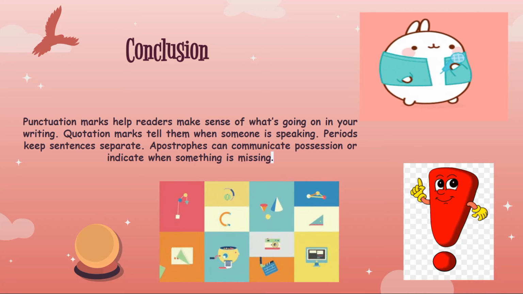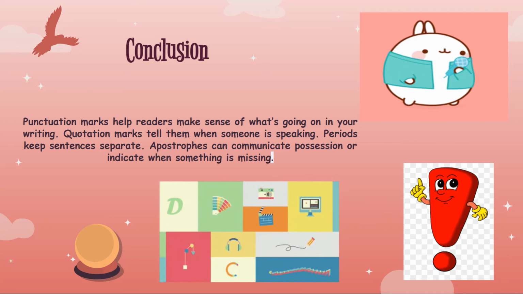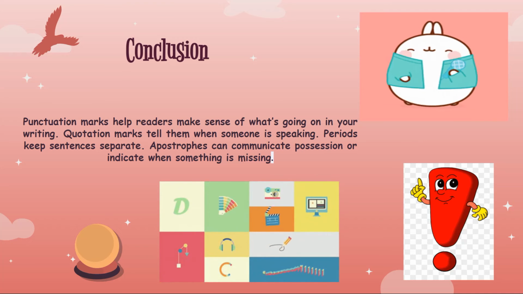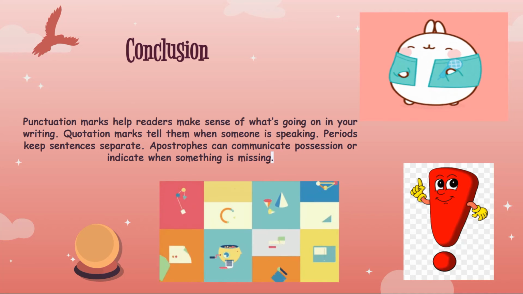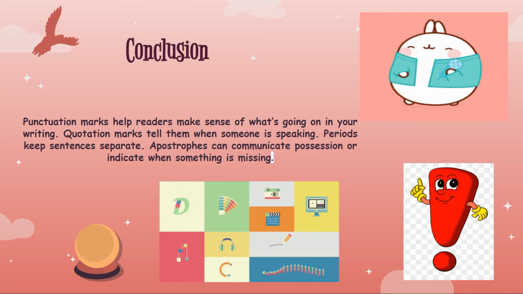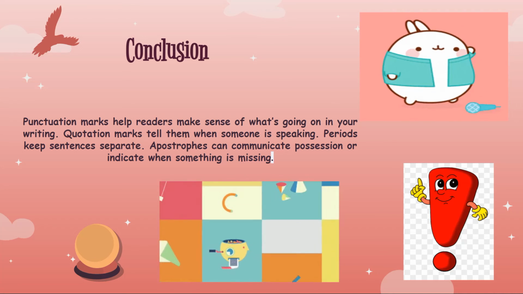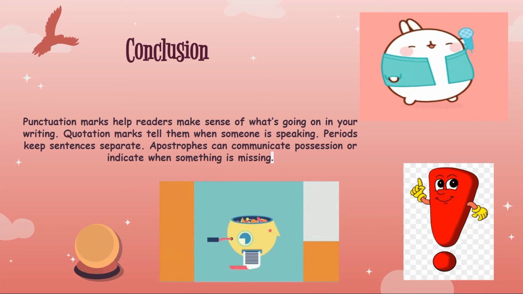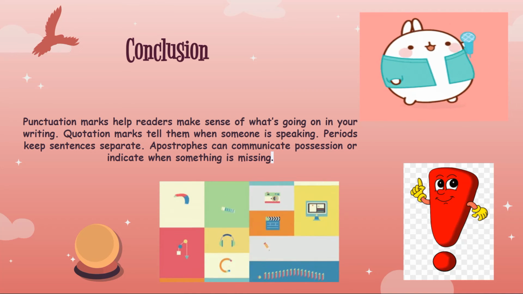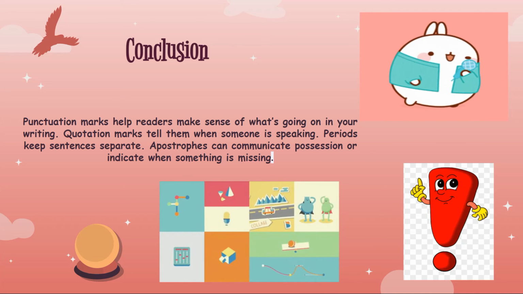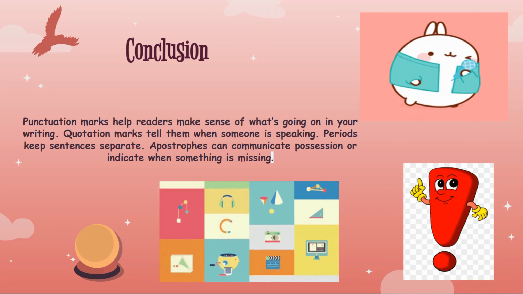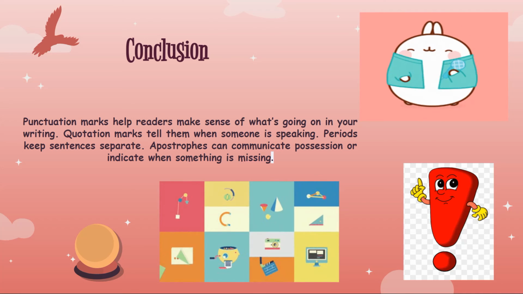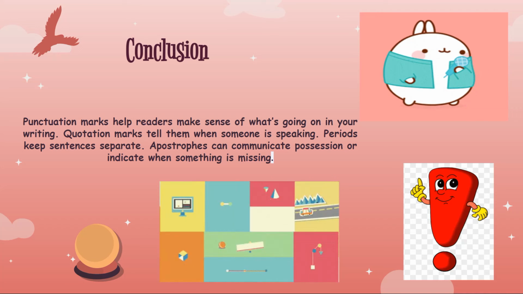Thank you very much for your participation in the game. So let's make a conclusion. What is punctuation? Punctuation marks help readers to make sense of what's going on in your writing. Quotation marks tell them when someone is speaking. Periods keep sentences separate. Apostrophe can communicate position or indicate when something is missing. Thank you very much for your attention.